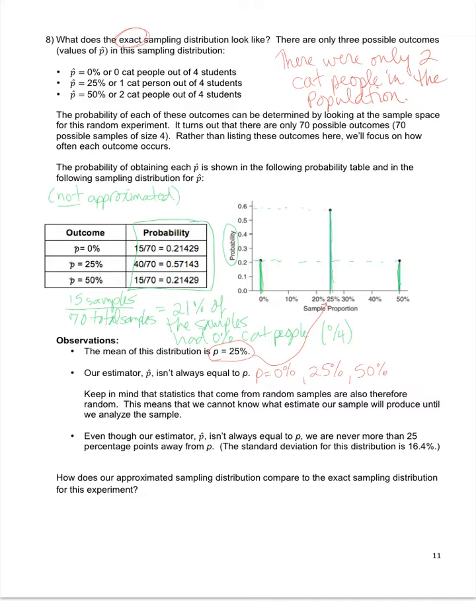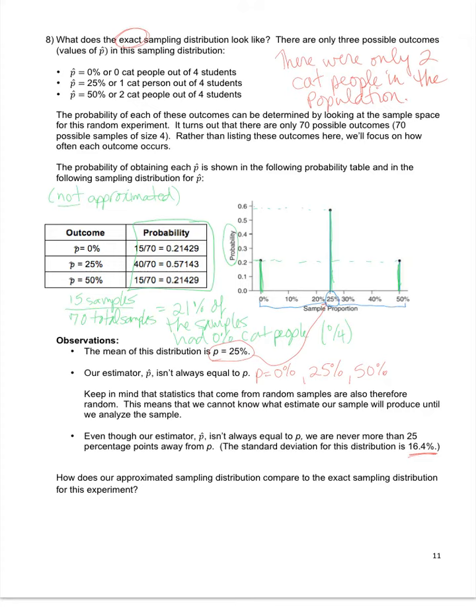This means that we cannot know what estimate our sample will produce until we analyze the sample. Even though our estimator p hat isn't always equal to p, we are never more than 25 percentage points away from p. In fact, the standard deviation for this distribution is 16.4%. That's an important thing to keep in mind. And we may not get a sample result exactly equal to 25%, but they're never more than 25 percentage points away from that.